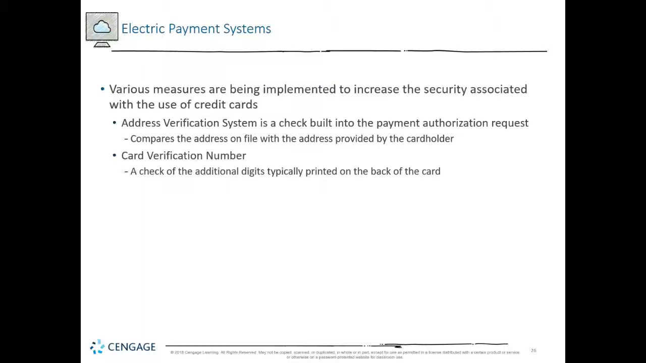Electronic payment systems. Various measures are being implemented to increase the security associated with the use of credit cards. Address verification systems: a check built into the payment authorization request that compares the address on file with the address provided by the cardholder. Card verification number: a check of an additional digit typically printed on the back of cards.